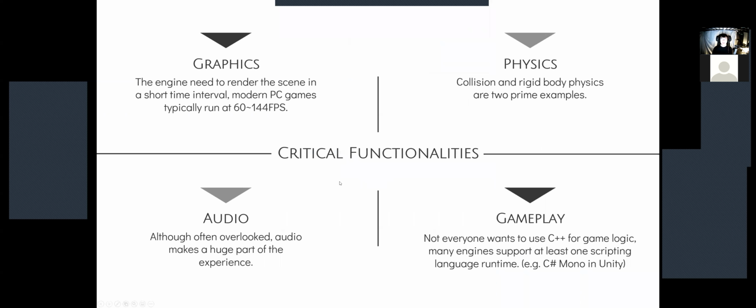While I'm a good gameplay programmer, I have the engine programmer pour the game everywhere by using layers of abstractions. I have picked some of the main topics that are common to a lot of game engines. As I talked about before, we have graphics. The engine needs to render the scene in a very short time interval. Modern PC games typically run at 60 to 144 frames per second.